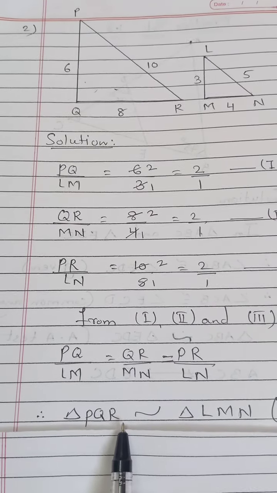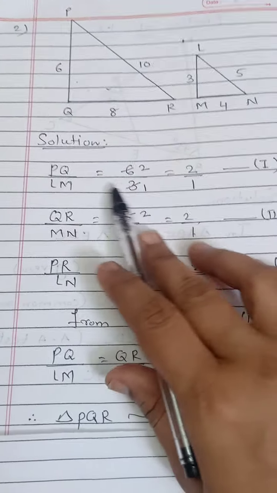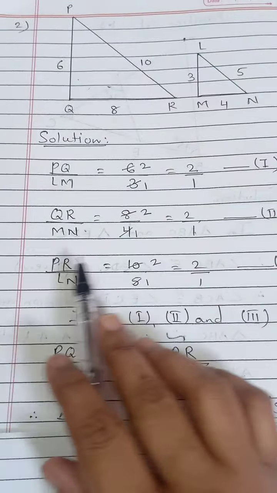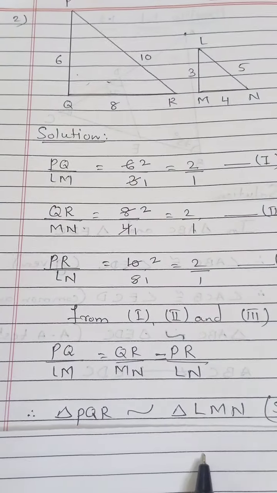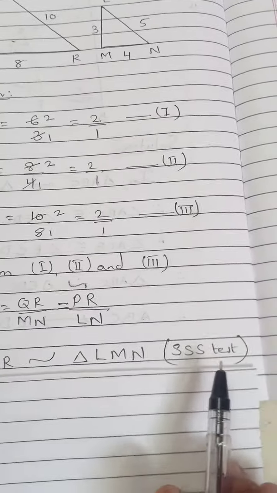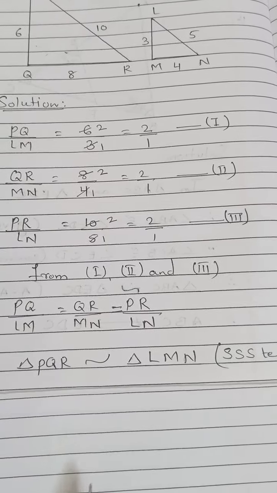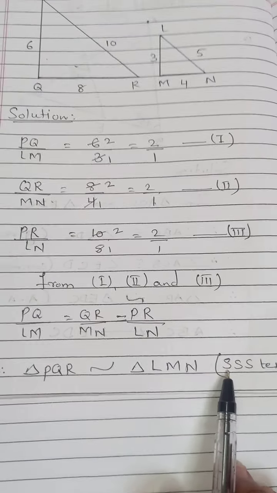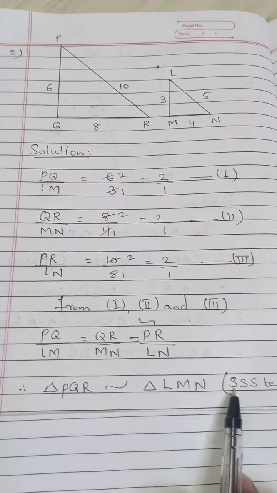Now we have to write by which test they will be similar. The first is side, the second is also side, the third is also side. So definitely the test will be the SSS test. So we have got that the two triangles are similar, and they are similar by the SSS test. So now we have completed our question number 2.